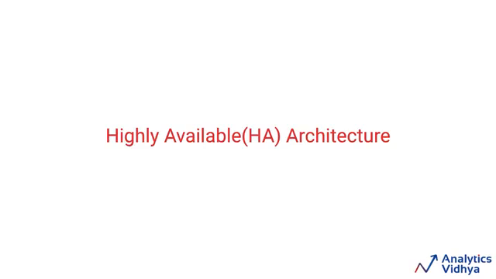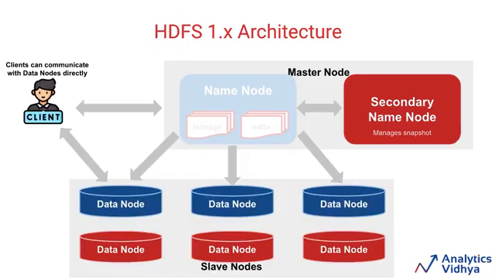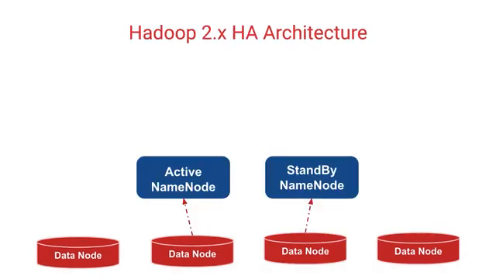Let's understand highly available or HA architecture in this video. Remember, we saw earlier that in Hadoop 1.x, name node was a single point of failure. If the name node failed, then the entire cluster was lost. There was no way to reconstruct the cluster till the time the name node was restarted manually, and as you can imagine, that takes time. This is where Hadoop 2.0 comes to solve this problem.